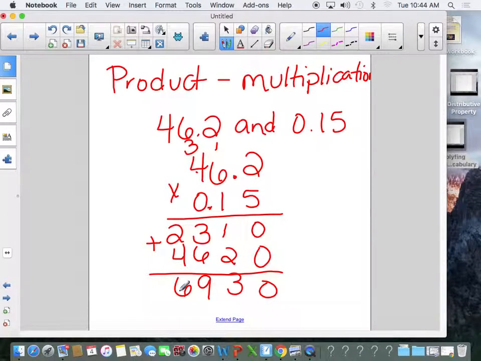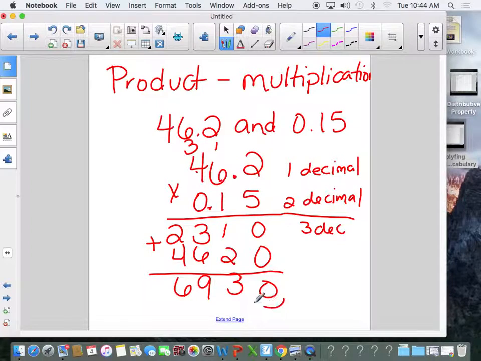Here is the hardest part for you guys right now: where do you put the decimal? Since you're not lining up, you don't just put the decimal down. You have to count the number of decimal places you have. So we have 1 decimal place here, and 2 decimal places here. I simply have a total of 3 decimals, so I move it over 3 place values. So my answer is going to be 6 and 9300ths, or 6 and 930 thousandths.